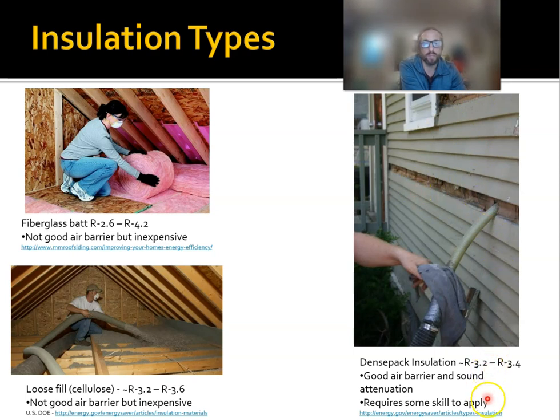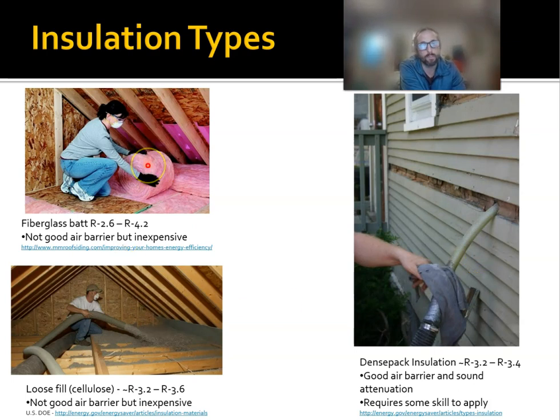So this is great because it's not only a good insulator, about R3 or 3 plus per inch, but it actually is a good air barrier and it's really good at sound attenuation. So if you have this on your exterior walls and you live on a busy city street, it's really good at absorbing that sound and making it a little more quiet inside the house. This takes a little more skill to apply, but those are three of the major types of insulation that you see. This is fairly uncommon.